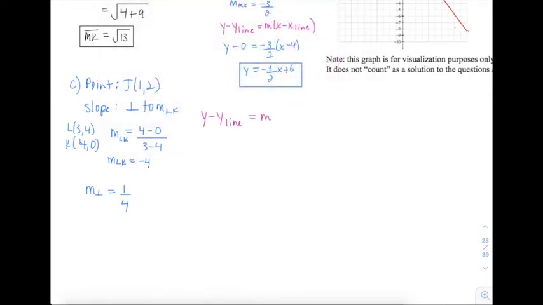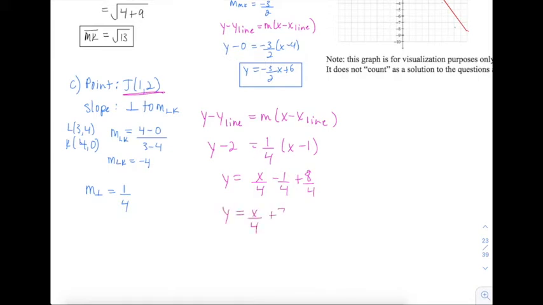So now when I do y minus y line equals m times x minus x line, I get y minus 2. So I have to put J in. Y minus 2 equals 1/4 times x minus 1. So I get x/4 minus 1/4 plus 8/4. I just did a common denominator in my head there quickly. So it's x/4 plus 7/4.